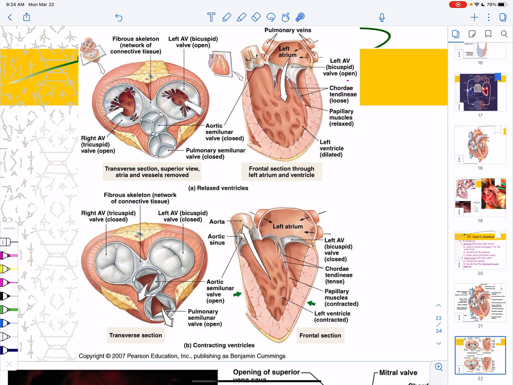This concludes our lecture on chambers of the heart and valves. Hope you enjoyed it.